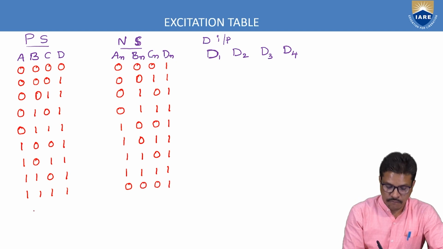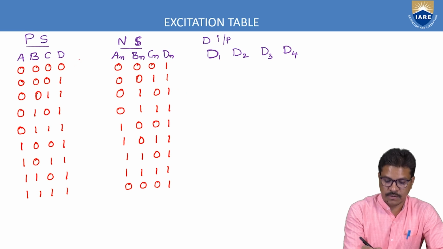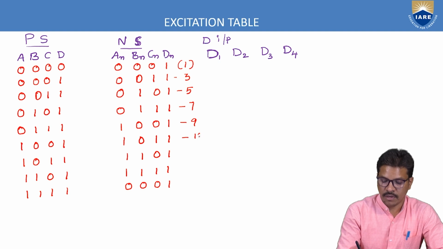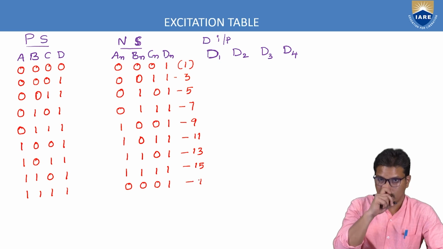What about the even numbers? Okay, so this is initially 0, this value is 1, this value is 3, this value is 5, this value is 7, 9, in decimal form 11, 13, 15, again go back to 1.